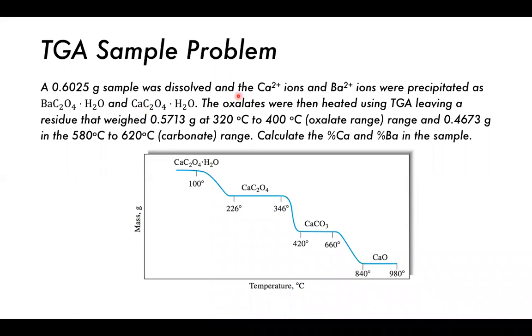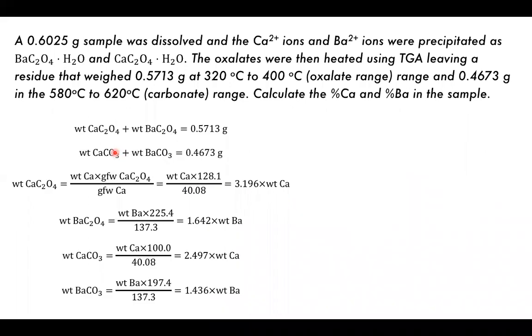So these oxalates were then collected and heated using TGA, leaving a residue in the 320 degrees Celsius to 400 degrees Celsius oxalate range, so somewhere in this range. And then 0.4673 grams in the 580 degrees Celsius to 620 degrees Celsius carbonate range. And we're asked to calculate the percent calcium and percent barium in the sample. So how do we go about this?